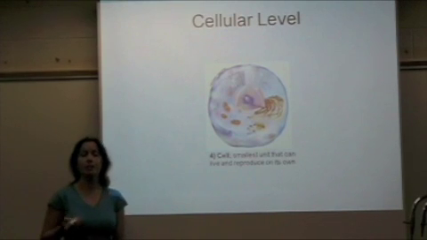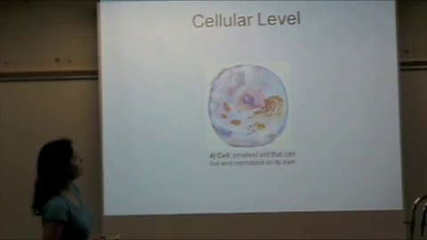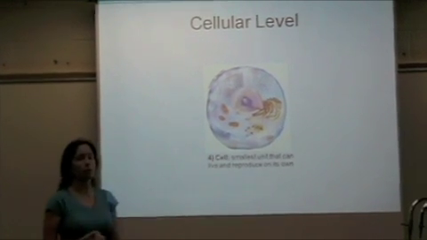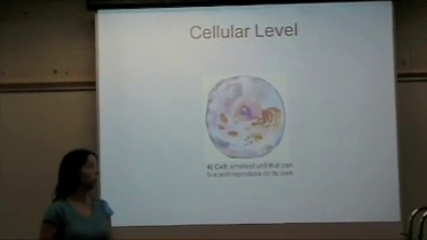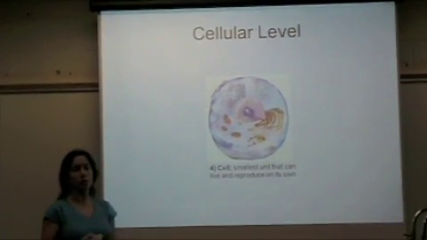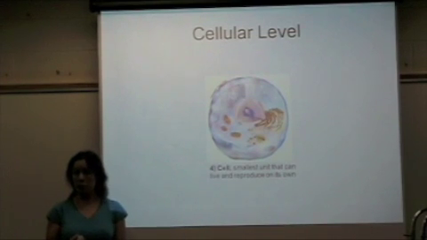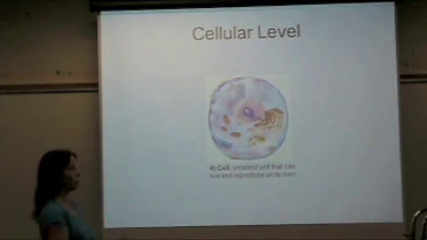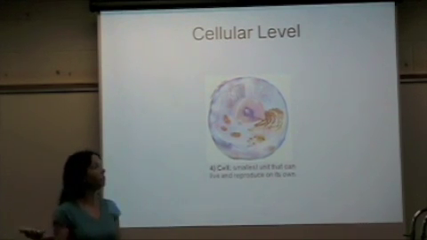The next level up is the cellular level. On the cellular level, we have the cell. The cell is the smallest unit that can reproduce and live on its own. And there are some organisms that are made up of a single cell, and then there are other organisms like us that are made up of trillions and trillions of cells. So this picture here is just a representation of an animal cell.